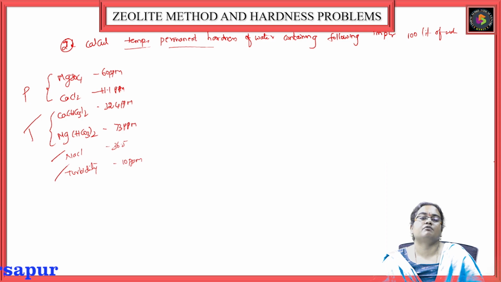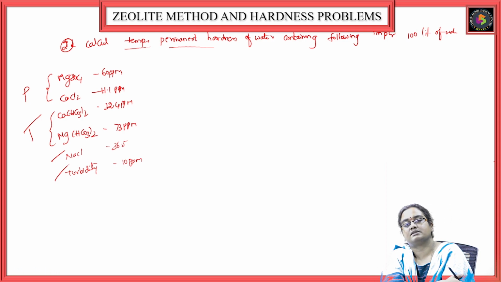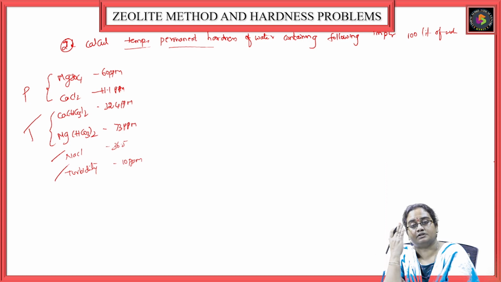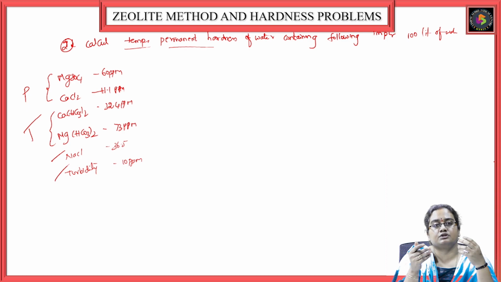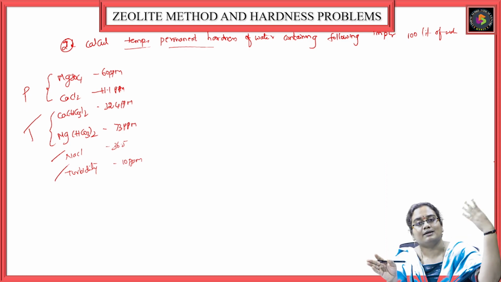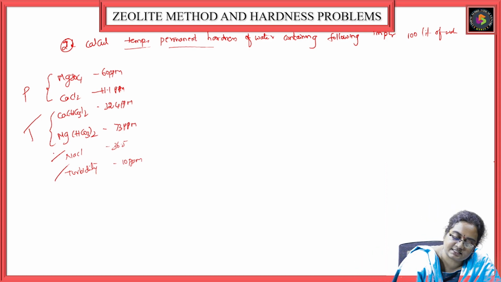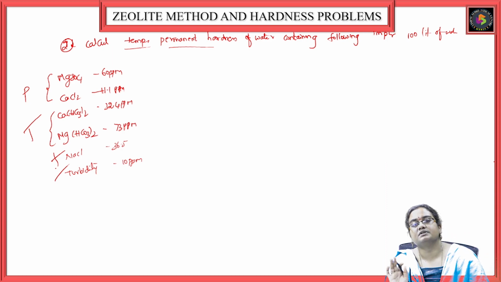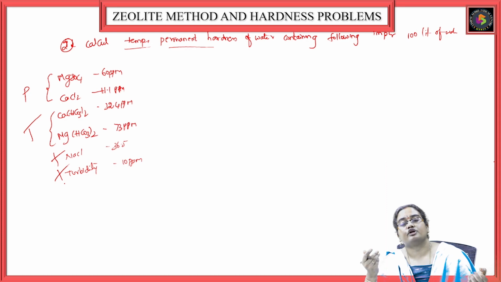Maximum what we will think is NaCl means salt, and yes, it is responsible for hardness. It is your common sense. But the salt that we are consuming is different from this salt. So this NaCl is not at all responsible for your hardness. Turbidity is also not at all responsible.